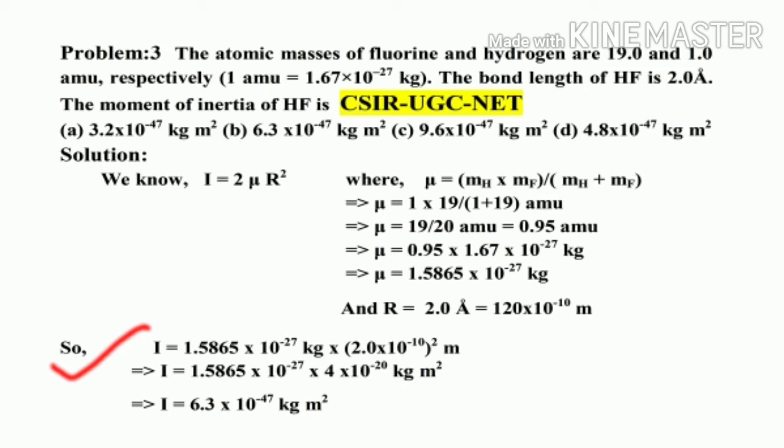So therefore I is equal to 1.5865 into 10 to the power minus 27 kilogram into (2 into 10 to the power minus 10 meter) whole squared. So this implies I is equal to 1.5865 into 10 to the power minus 27 into 4 into 10 to the power minus 20 kilogram meter squared. So on simplification we get I is equal to 6.3 into 10 to the power minus 47 kilogram meter squared. Hence option B is the right answer.